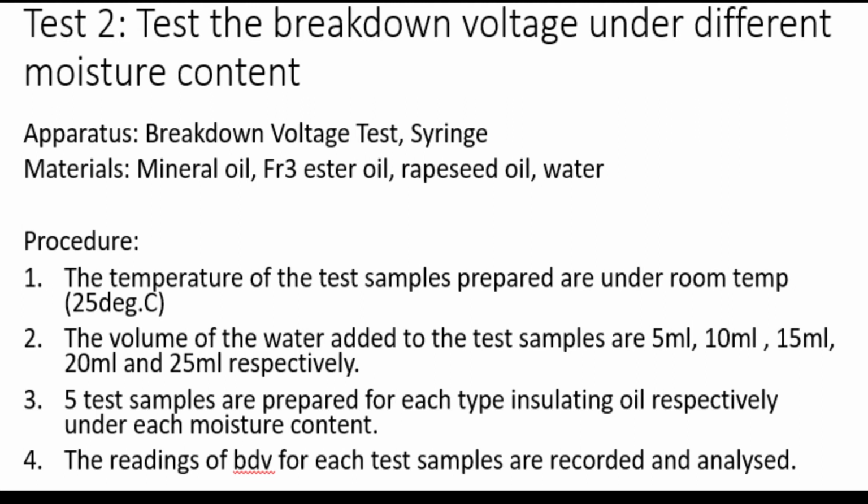Test 2. Test the breakdown voltage under different moisture content. The apparatus used are a breakdown voltage tester and a syringe. The materials used are mineral oil, FR3 natural ester oil, rapeseed oil, and water. First, the temperature of the test samples prepared is room temperature. The volume of water added to the test samples is 5 ml, 10 ml, 15 ml, 20 ml, and 25 ml respectively. 5 test samples are prepared for each type of insulating oil under each moisture content. The readings of breakdown voltage for each test sample are recorded and analyzed.